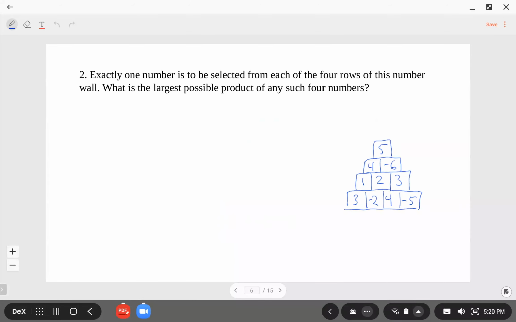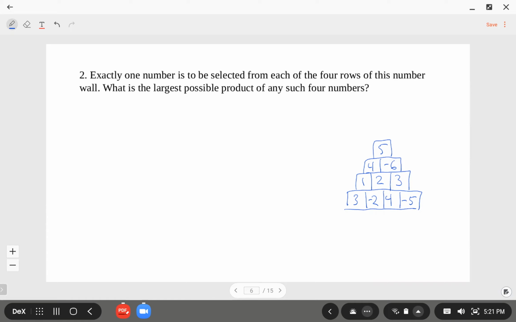So the second problem, and this is a trick problem. Make sure to think your way through this because I know someone's gonna get it wrong. So, number 2, exactly one number is to be selected from each of the 4 rows of this number wall. What is the largest possible product of any such 4 numbers? And I drew this number wall right here. So it says one number is to be selected from each of these rows. Horizontal rows, people. Let's say you pick 5, 3, -2, -6.